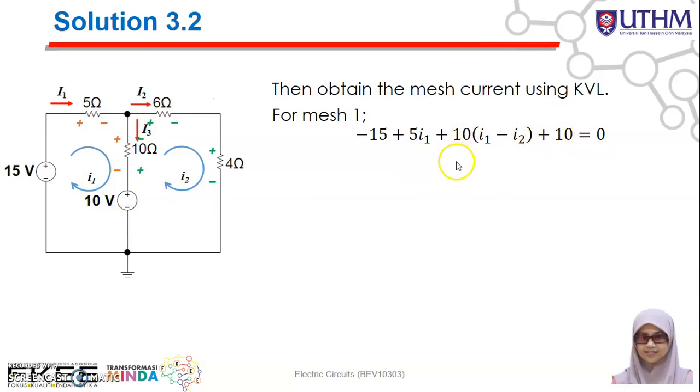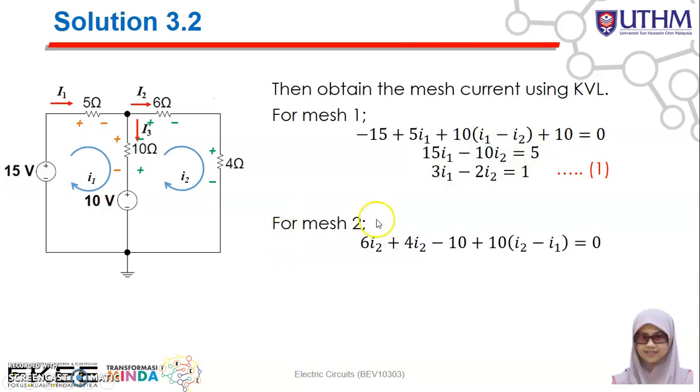After that, I can further simplify my equation. I have 5 plus 10 equal to 15, so here 15I1 minus 10I2 equal to, negative 15 plus 10 is equal to negative 5. Bringing negative 5 over to this side, I get 5 here. Then we can further simplify: 15, 10 and 5, I can divide by 5. 15 divided by 5, I get 3I1; negative 10 divided by 5, I get negative 2I2, equal to 5 divided by 5, which is 1. Okay, so this is my first simultaneous equation.